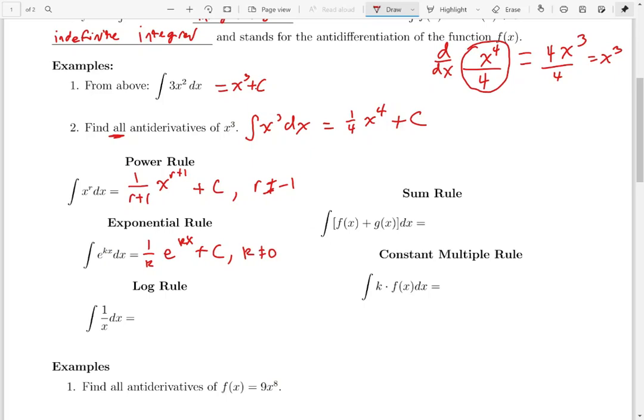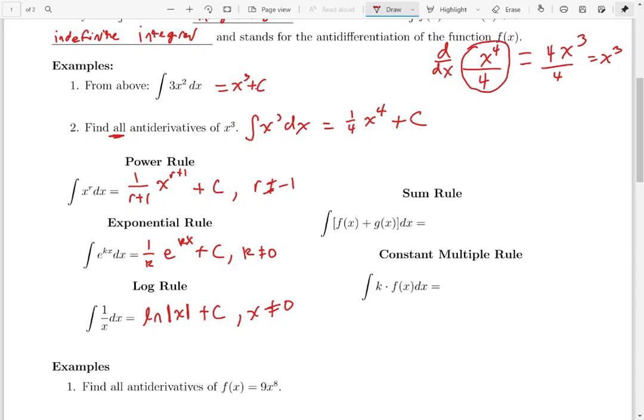Then if I have the integral of 1 over x dx, what's that going to give me? Well, recall that the derivative of the natural log function gives us 1 over x, and so that's going to be the natural log of, we have to be a little bit careful here, the absolute value of x plus some constant c, where of course we have the restriction that x can never be 0, and the absolute value takes care of the negatives.